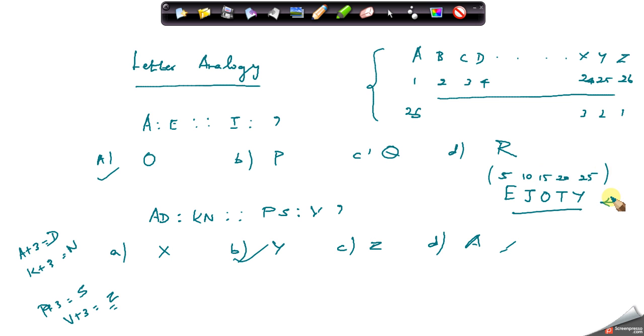From the reverse, if you see that, just find out this case. So this is for the forward perspective I'm talking about. This will help you to solve the problems easily when it comes to letter analogy. Okay, we can move to the next one.